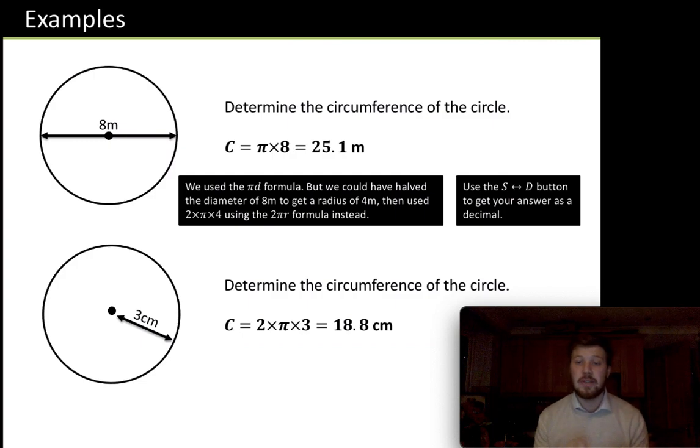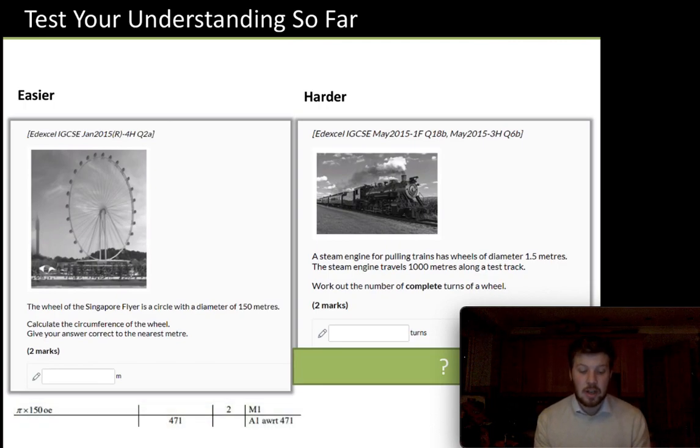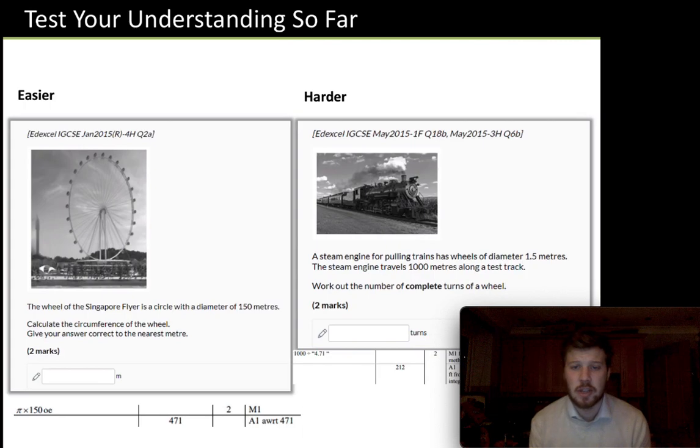Now, what I want you to have a go at is one of the questions on the other side. Try and have a go at both of them, please. So pause the video, try and have a go at both of these questions. Okay, so the easier question, we should have got an answer of pi times 150, which is 471. And for the harder question, we should have got 1,000 divided by 4.71, which is 212.